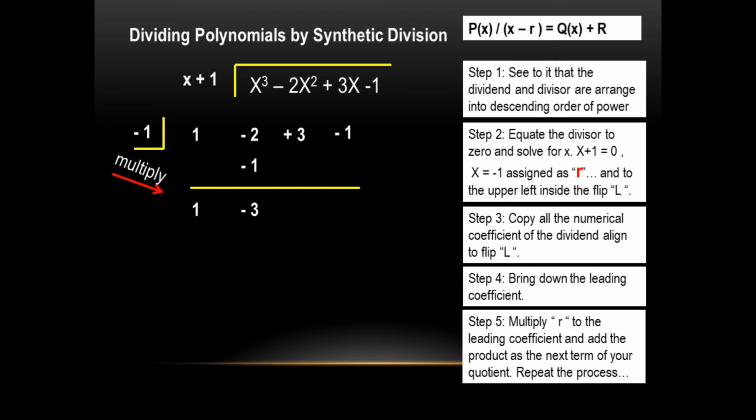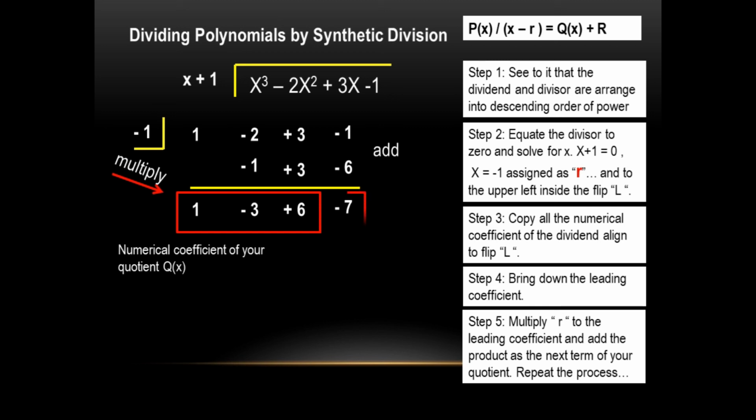Okay? Then repeat the process. So negative 1 times negative 3 is positive. So add yan kanina, no? Is positive 3. Okay? Then i-add natin. Positive 3 plus positive 3 is positive 6. Then multiply negative 1 times positive 6 is negative 6. I-add natin negative 7. Okay, so this first 3 numerical coefficient, ito yung magiging coefficient ninyo sa quotient. Okay, at saka itong negative 7 naman, yung last na constant term ayun ay magiging remainder natin.